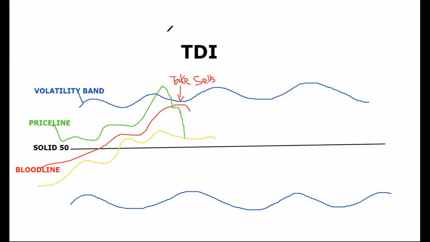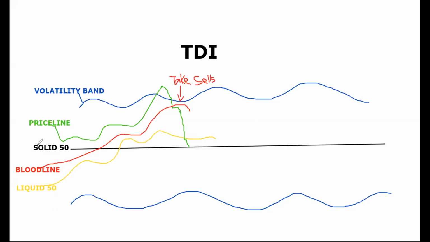Let me write down liquid 50's name first. Liquid 50. That's in here. So price line went and touched liquid 50. First take profit hits, right? You can enter again when the cross is below it and target solid 50 again. Another TP would be hit.